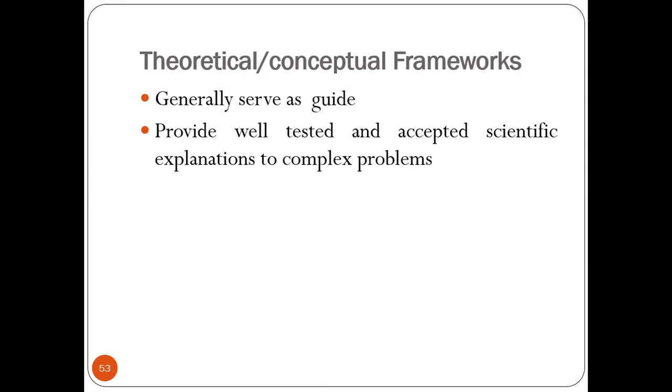So when you're talking about the theoretical review or the theory, you are talking about well-tested and accepted scientific explanation to complex problems. Theories normally predict the relationship among variables or between variables. Someone makes a hypothesis, gathers data, tests it over time and gets to know that this one is true. There's a relationship between quantity demanded and price. So when price goes high, quantity demanded will go down, because they have gathered data to test that and found it true.